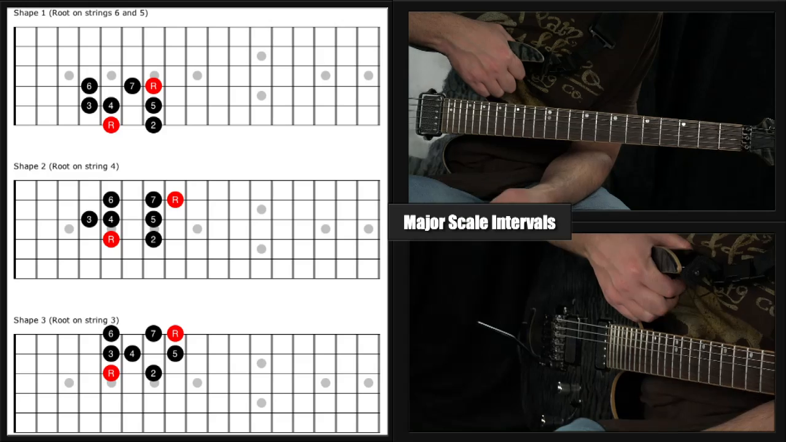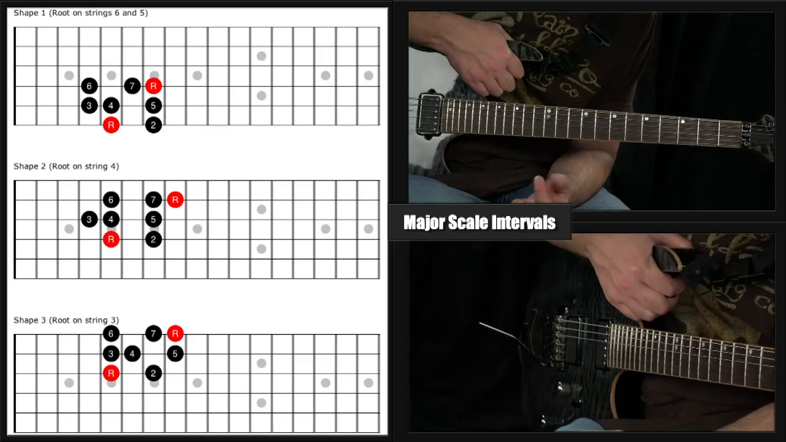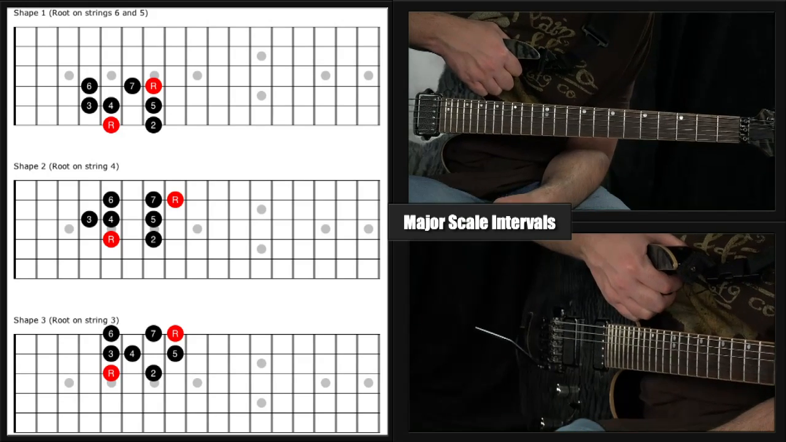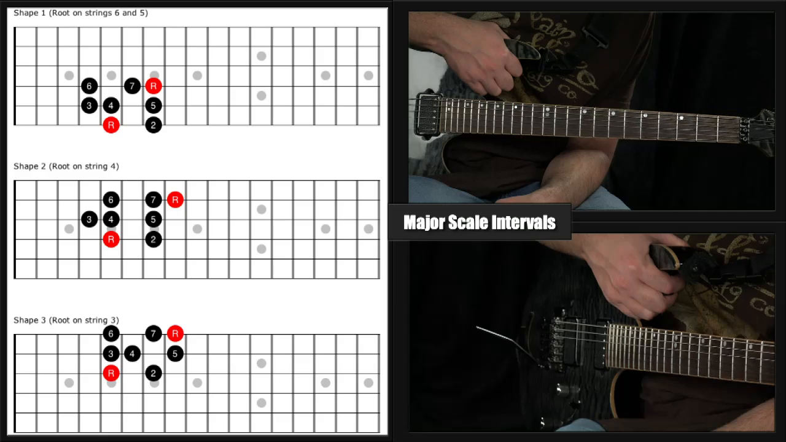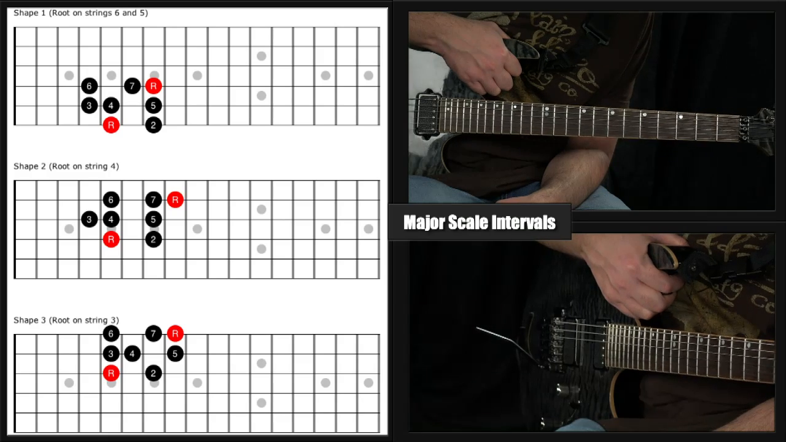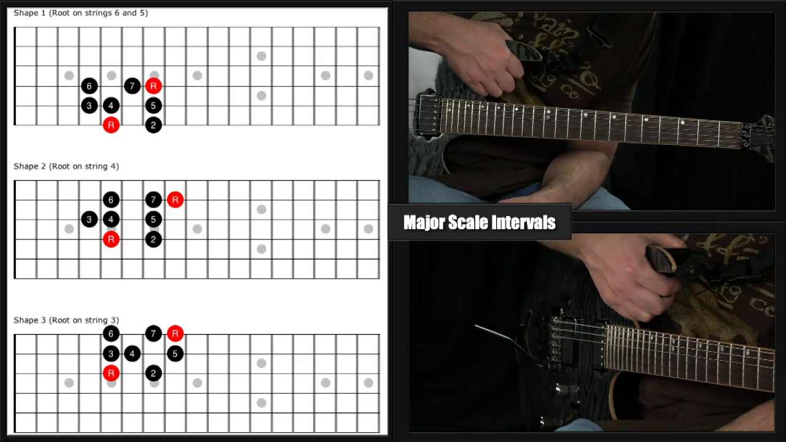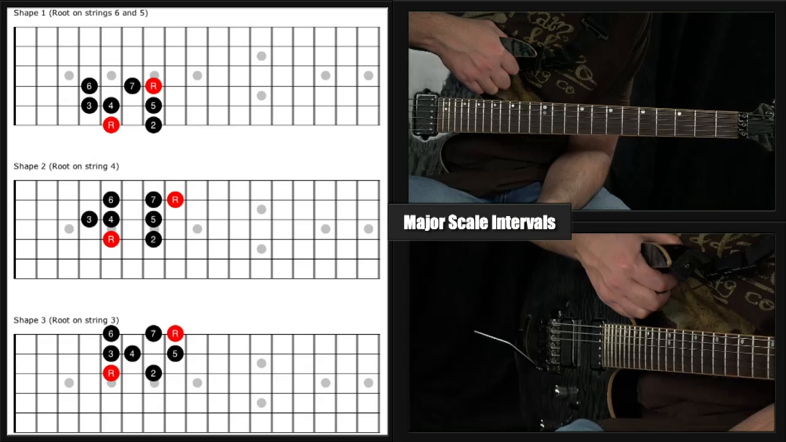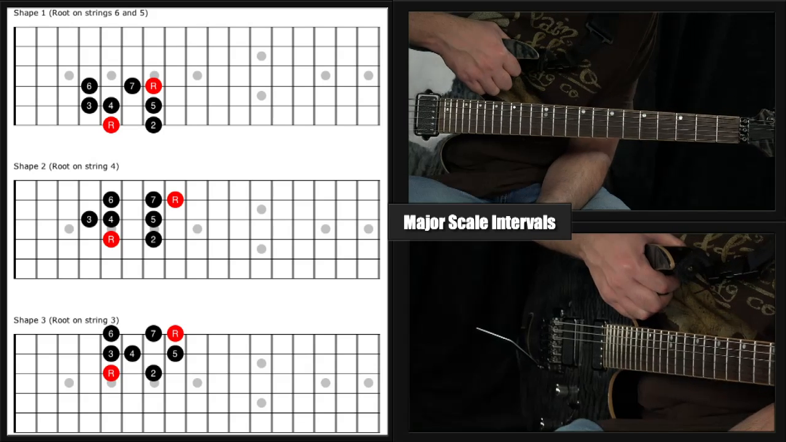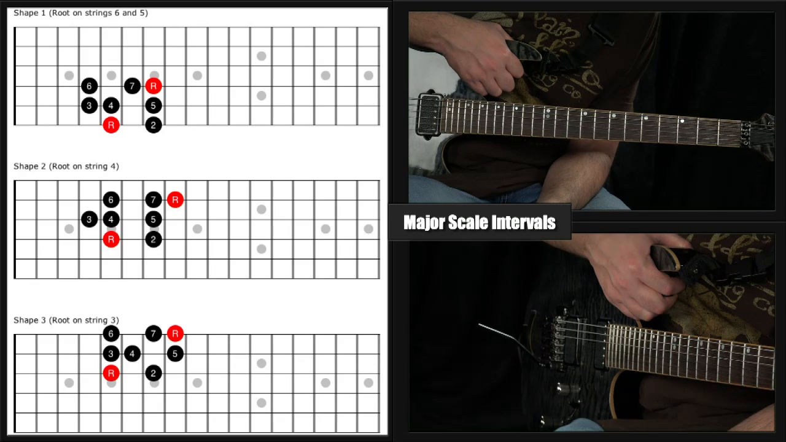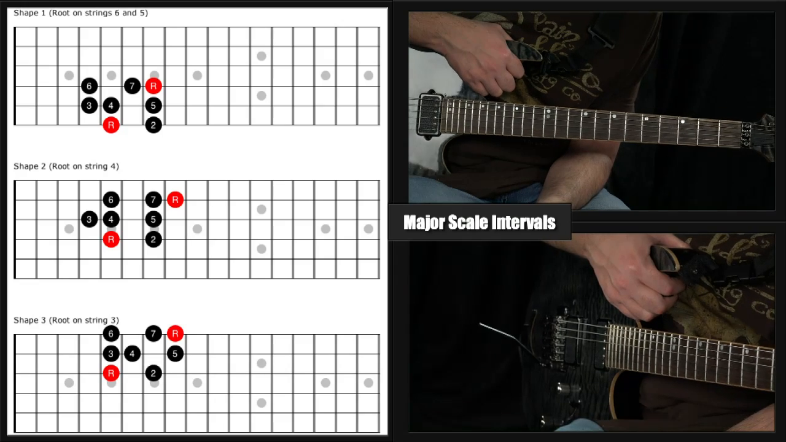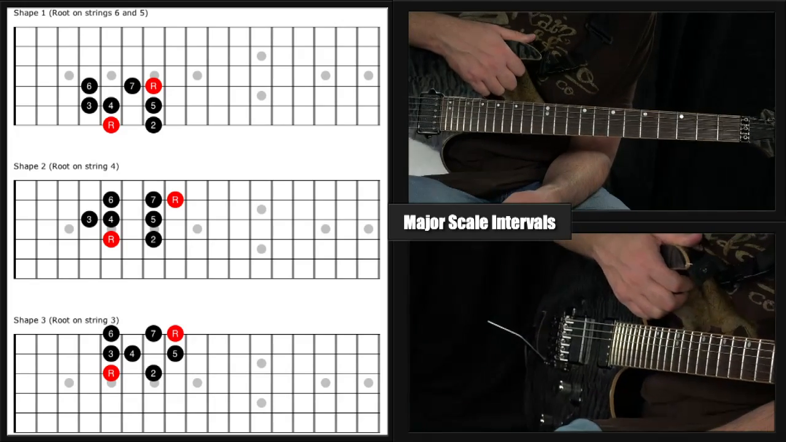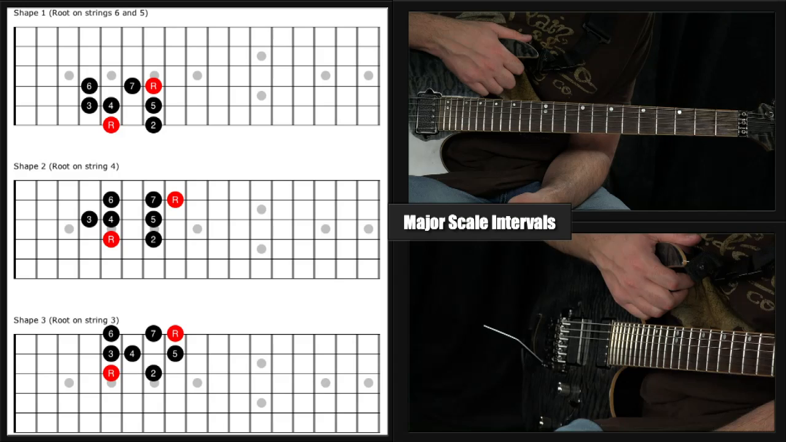That becomes your new root. So which string are you on? Answer that question and find the corresponding diagram. And from there, that becomes your new root. I would like you to play, let's see, where was I? Okay, I would like you to play a perfect fifth. 1, 2, 3, 4, 5.